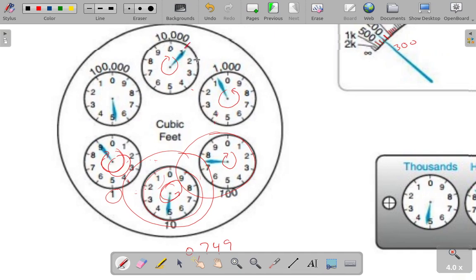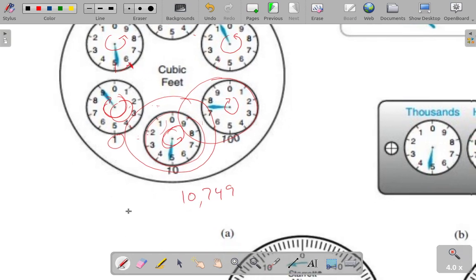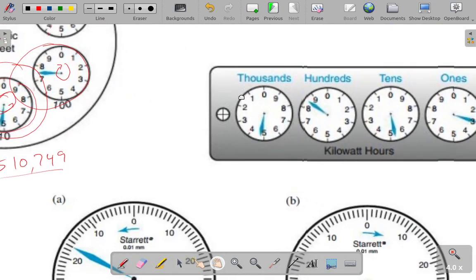We're past the 1, we're not yet to the 2 though, so I'll go ahead and put a 1 there. And once again, we're going counterclockwise. We're past the 6, but not yet to the 7. Or, wow. Past the 5, but not yet to the 6. So we're at a 5 there. So if we were reading this meter, we would have 549 cubic feet is what our measurement would be there.